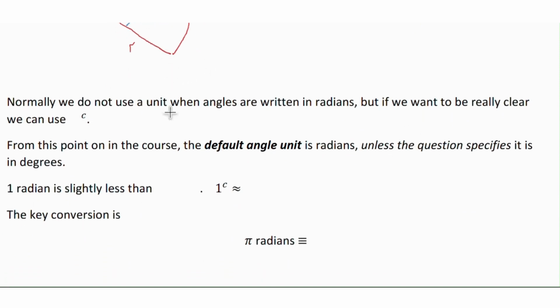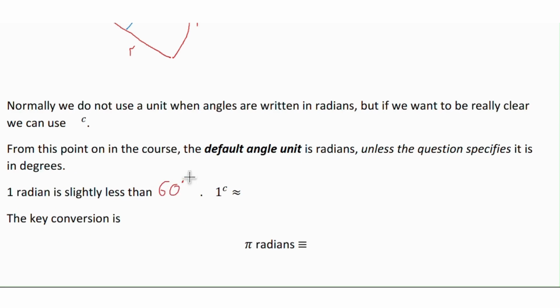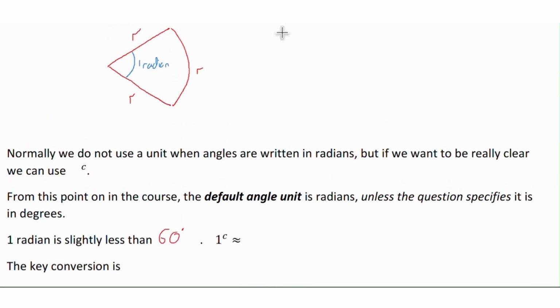1 radian is a little bit less than 60 degrees. And we can see that if we look at our definition here. This is almost an equilateral triangle. If this length here was r, it would be an equilateral triangle, and that angle would be 60 degrees, but it's a little bit less because we've taken that length and sort of bulged it out a little bit. Actually, it is about 57.3 degrees.